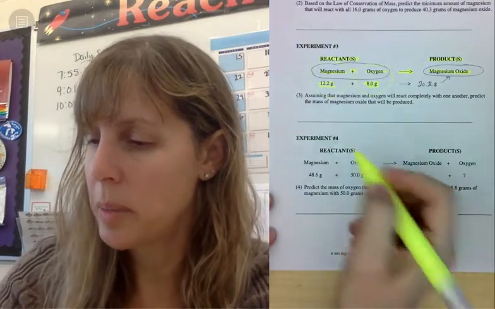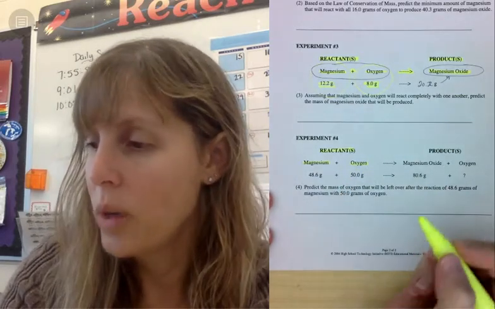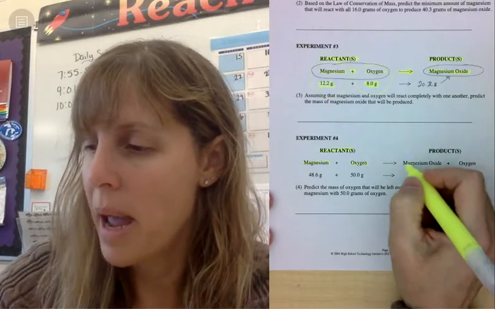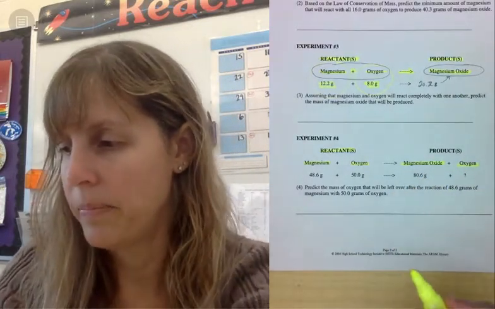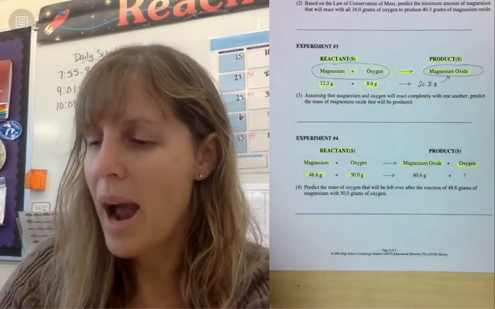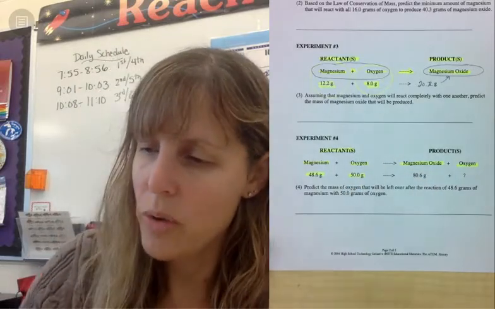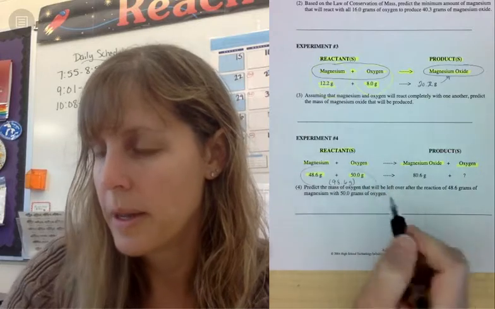So in this experiment, the reactants are magnesium and oxygen again, so we have magnesium and oxygen. When you add energy, you get magnesium oxide and a little bit of oxygen. So what they do is we have to rearrange the numbers. You have 48.6 grams of magnesium, 50 grams of oxygen. If you add that together, you get 98.6 grams total on this side of the equation, right?